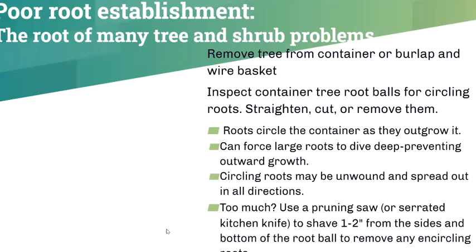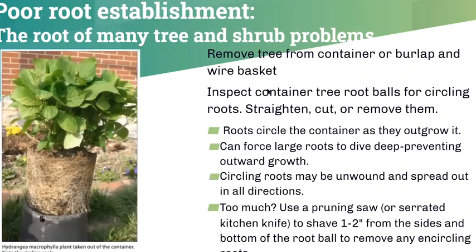So what you want to do is remove the tree from the burlap and wire basket. They usually have burlap, and then inside is a wire basket. Take the wire basket off. The old information used to say to be really, really careful not to disturb the root ball with balled and burlapped trees, because it's not good for them. That's not the case. What you want to get rid of is circling roots. You can't force the large roots to dive deep, because it prevents outward growth.